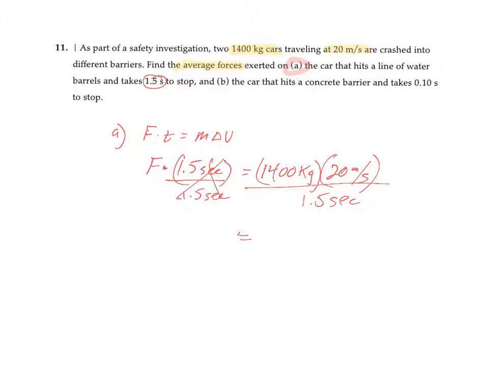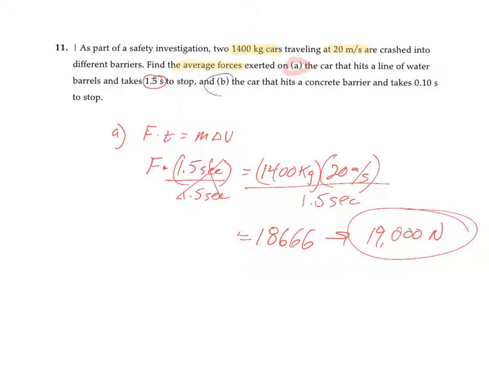So I gotta get the calculator fired up here. 1400 multiplied by 20, hit enter, divide by 1.5. I'm gonna get a force of like 18,666, which I'm gonna turn into 19,000-ish newtons. I rounded. Now let's do B. My time changed on B, which makes sense.